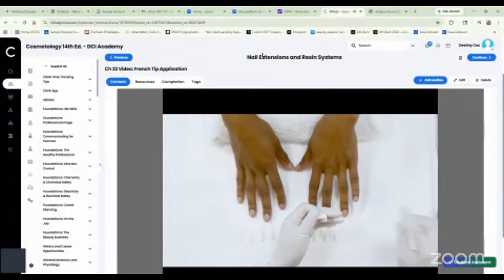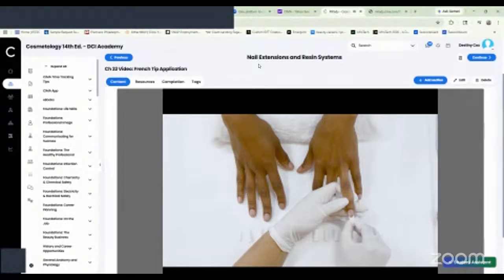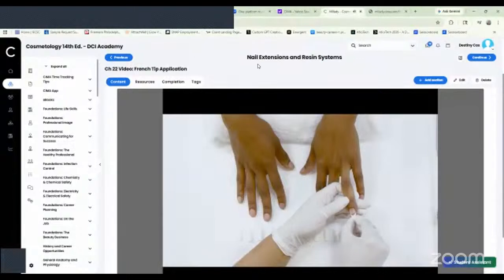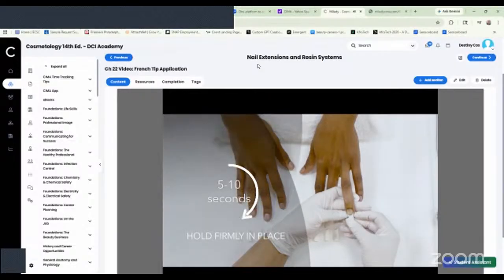Hold the tip at a 45-degree angle and connect the position stop in the well to the natural nail. If there is no well, apply in a similar manner, ensuring that the French line covers the natural free edge of the nail. Hold the tip in place for 5 to 10 seconds until the adhesive dries.